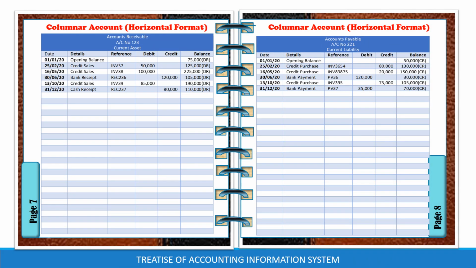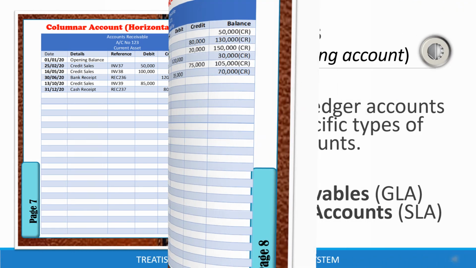These are sample columnar accounts showing the horizontal format of accounts. The header section contains the account name and the account number, while the body section contains both debit and credit transaction details. The body section is in the form of columns showing the transaction date, the transaction details, reference number, debit transaction amount, credit transaction amount, and the running balance.